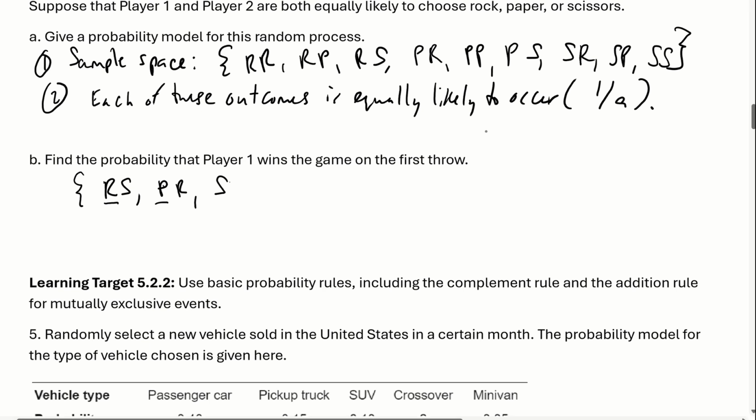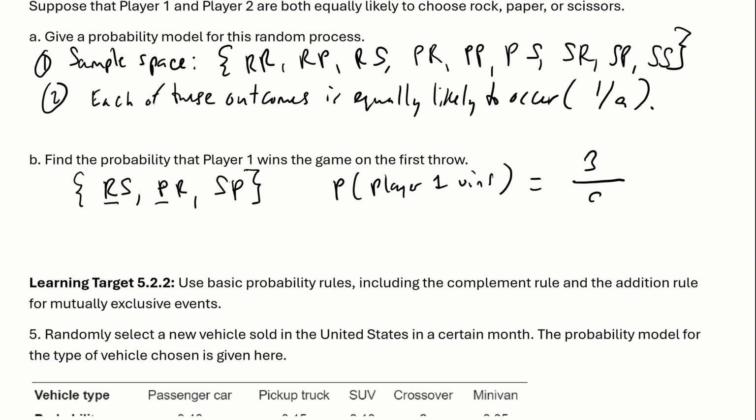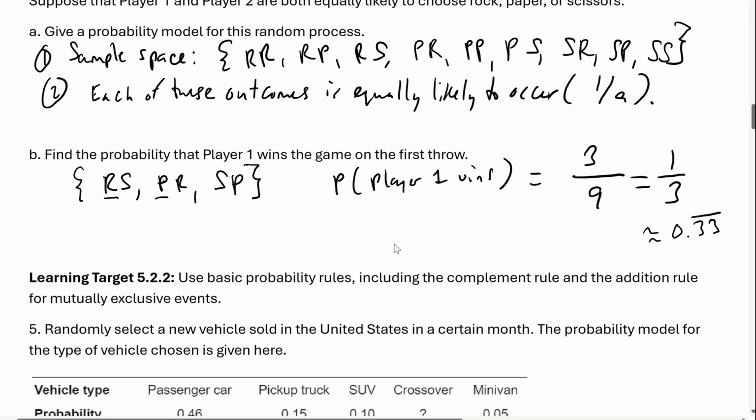Let's see. Scissors beats paper, right? And that's it. So there are 3 possibilities for player 1, and so the probability that player 1 wins is 3 possibilities out of a total of 9 from the sample space, which is 1/3, or 0.33. All right, so that's it for that one.